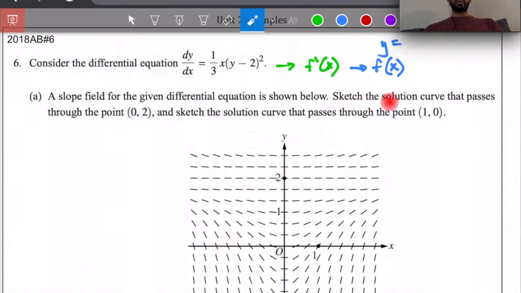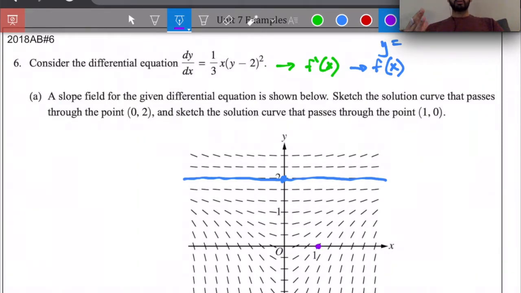Sketch the solution curve that passes through the point 0, 2. So here's 0, 2. The solution curve is the line that goes through 0, 2, and you can use the slope field to see what that line looks like. If you look around the point, you notice that all these slopes are 0, so it's just a horizontal line there. That's the solution curve at that point. Then the solution curve for 1, 0 is over here. It goes to this coordinate here.